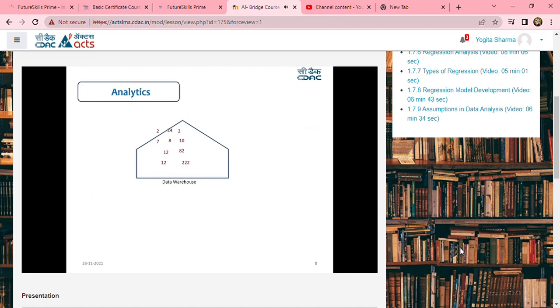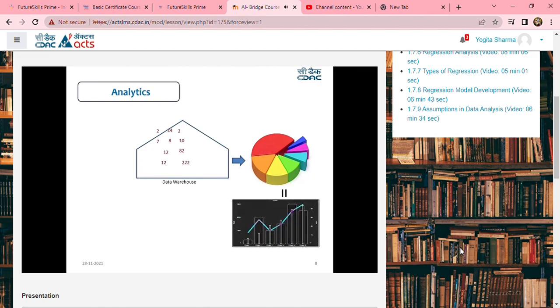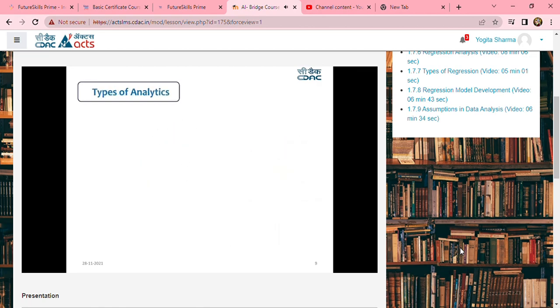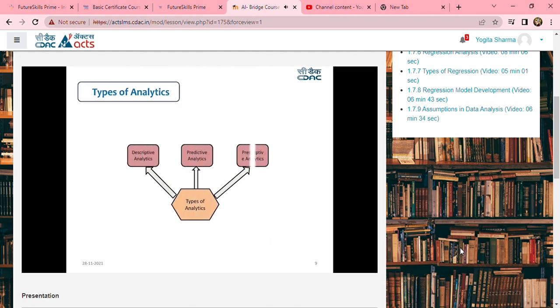So it is always better, whenever you want to apply analysis, to look at the data, maintain a data warehouse, which we have covered in the DBMS part, and extract some sort of insights, either through visual representations or otherwise. Based on these applications of analytics, we have three types of analytics: descriptive analytics, predictive analytics, and prescriptive analytics, which you will learn in detail in the further sessions.